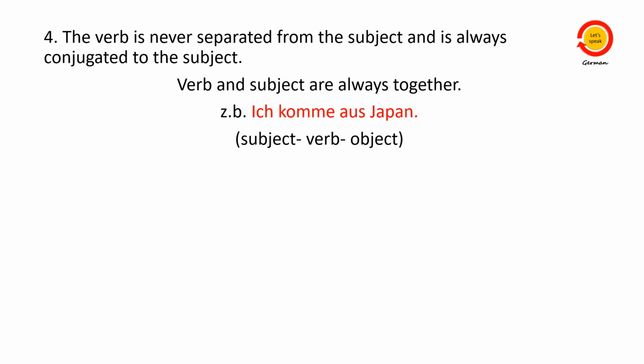The same sentence can be rewritten as aus Japan komme ich. It still abides to all the above rules. The verb is still in the second place and the subject and the verb are not separated. Now it has taken the structure of object-verb-subject format. It is equally accepted. In fact, most of the German native speakers use this format in their daily life.